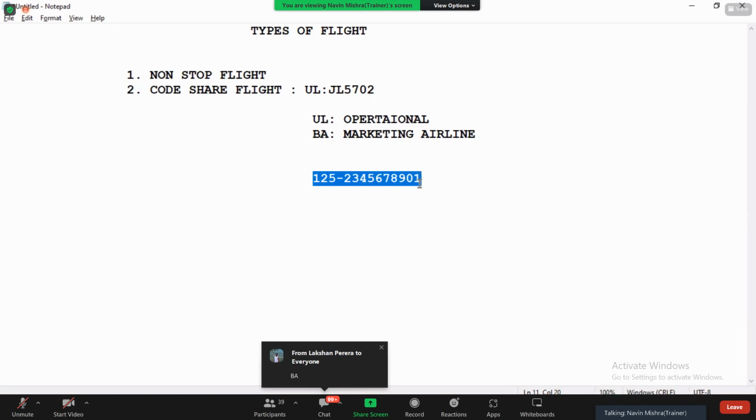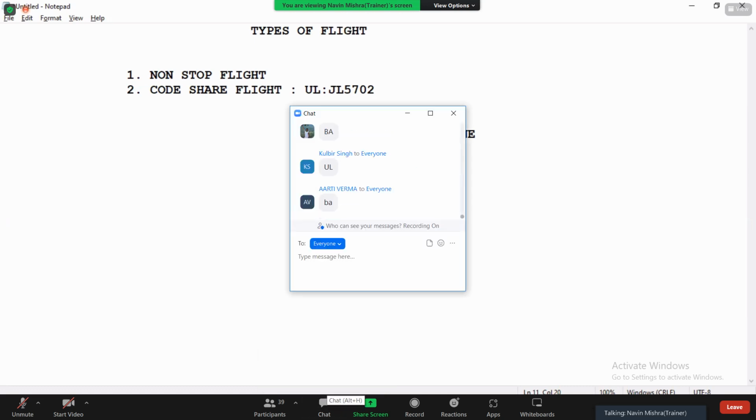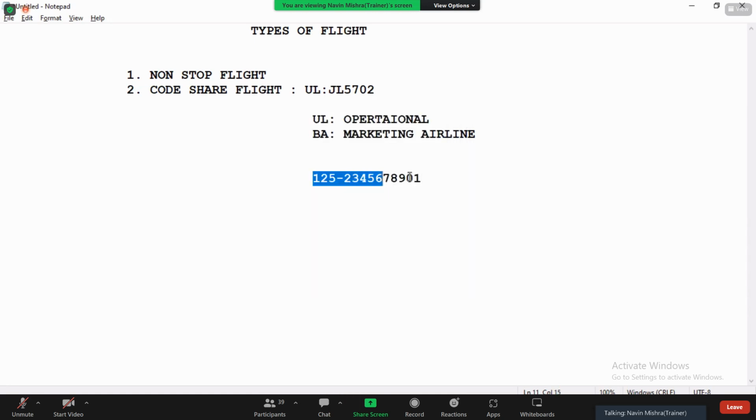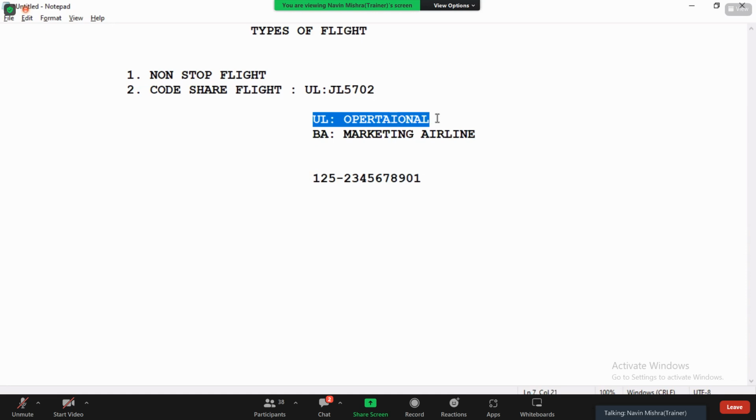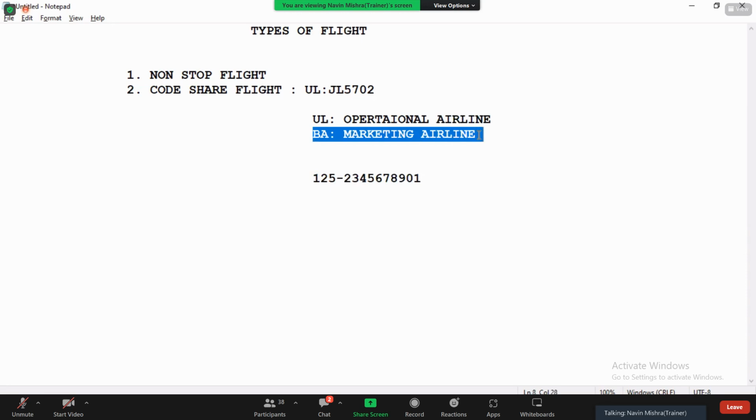That means operational. Some of you said BA, some of you said UL. Now focus here. This is the ticket. That is the reason I told you this is the marketing airline. The passenger is not going to board this British Airways. The passenger is going to board on which airline? UL airline, because this is the operational airline, which means the passenger will sit in that airline. However, the second airline is the only airline which gives you the ticket number, and the payment will be paid to this British Airways.